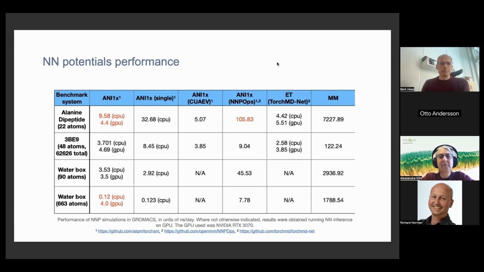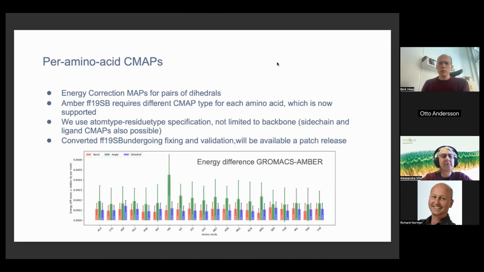Okay. Then for some smaller new features. One thing is per amino acid CMAP. That's a correction map for pairs of dihedrals. That's a 5-body term, which was introduced first for the CHARMM force field in the backbone to get more accurate potentials for the backbone, thereby more accurate conformations.